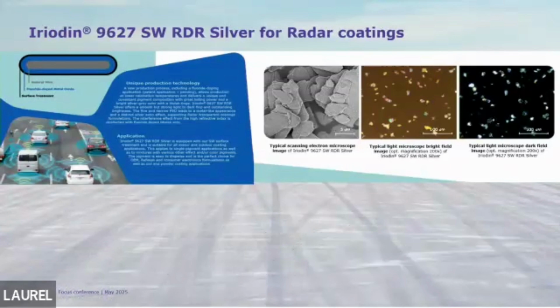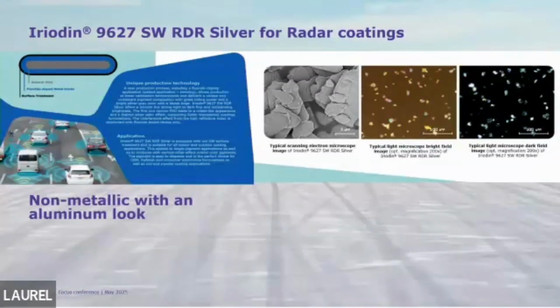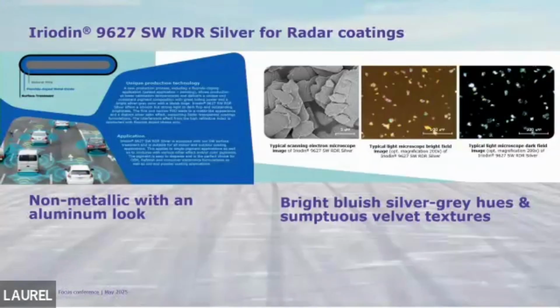So it's metal oxide coated mica. And this is what the electron microscope looks like. That's what the product looks like. And we have both bright field and dark field optical microscope images. Those are what the pigments look like. So they are non-plot metallic, but will give you a somewhat metallic look. It is also a bright bluish silver. So it's in our bright blue silver colors family.